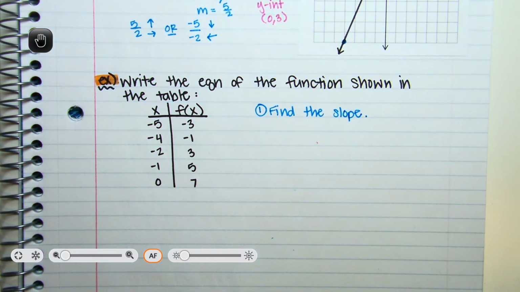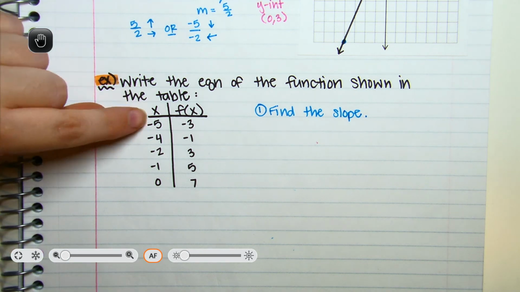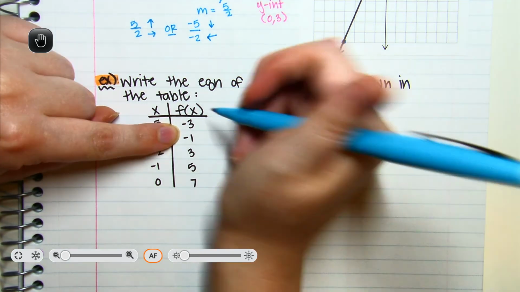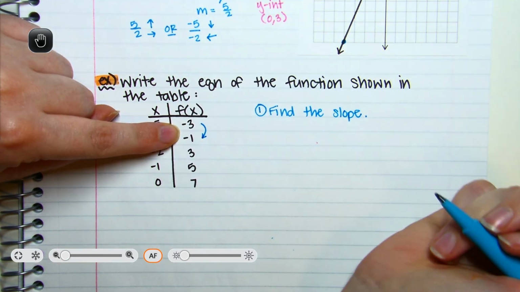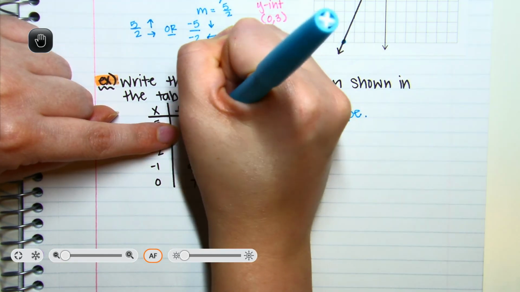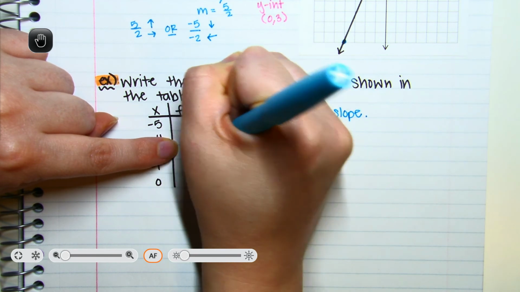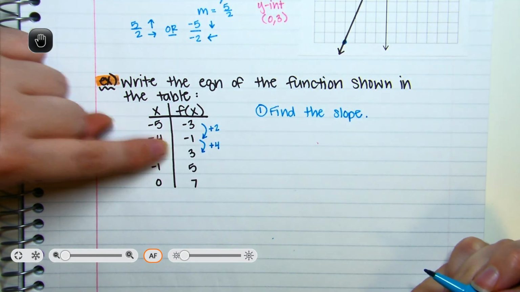Okay, so looking at this as a table, remember slope is the change in y divided by the change in x. So my x values and my y values. Let's look at how the y values change. From negative 3 to negative 1, I add 2. From negative 1 to 3, I add 4. So it's not consistent, but let's see what the other side is.